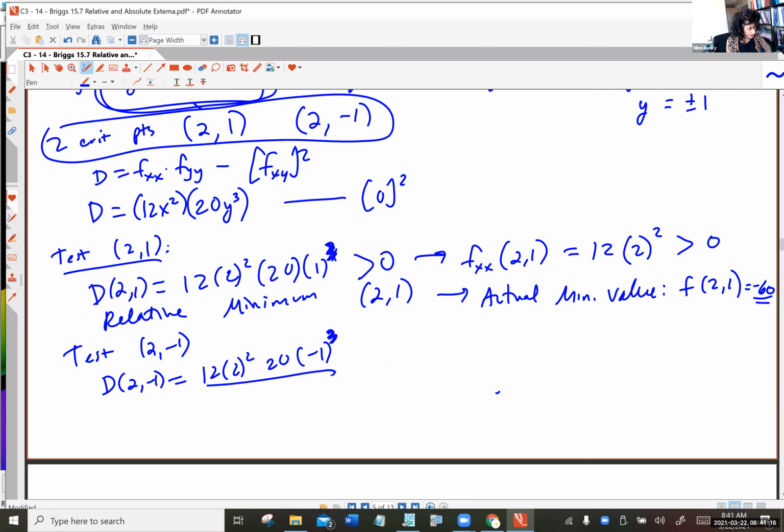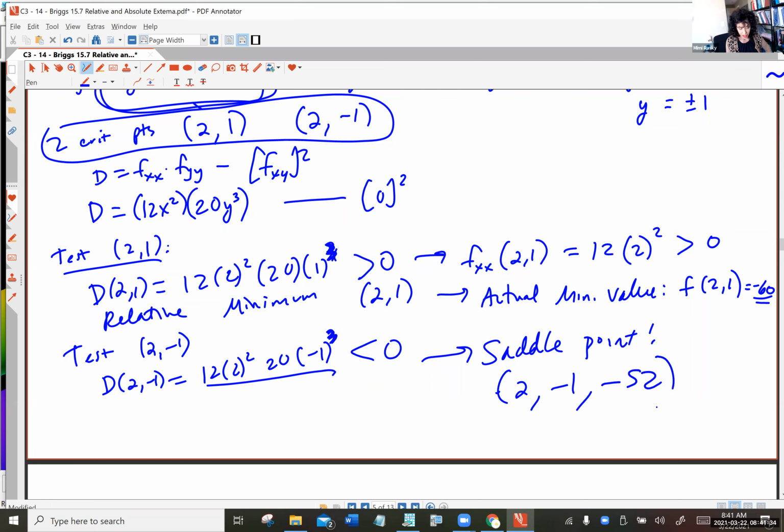Again, I don't care what the number is. All I care about is if D is negative or not. And when D is negative, you don't have to go and check fxx. You can immediately conclude that there is a saddle point at that location. And if they ask for the ordered triple, which I usually do, well, when I do face-to-face exams, I don't think my math lab does too much, but it looks like -52 is the z coordinate on the surface of the saddle point. Okay, and we're done with this problem.